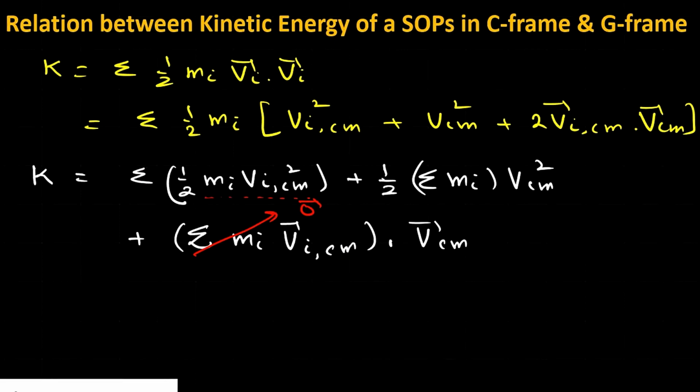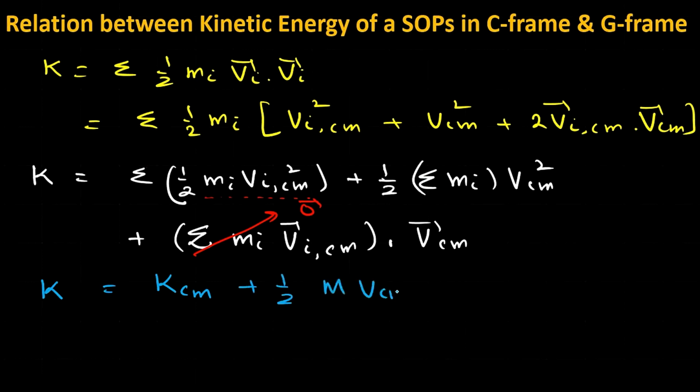So what can I write now? I can write K is equal to K. This K is the kinetic energy in the ground frame, and this is the kinetic energy in the C frame, so I'm writing KCM. And the simple thing, the summation of mi is the total mass. So that will then become plus half M vcm squared. And this is the required expression that we wanted.